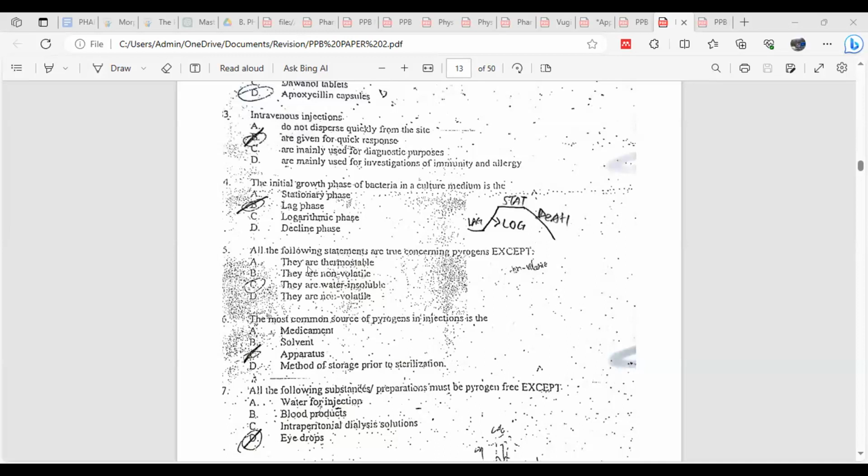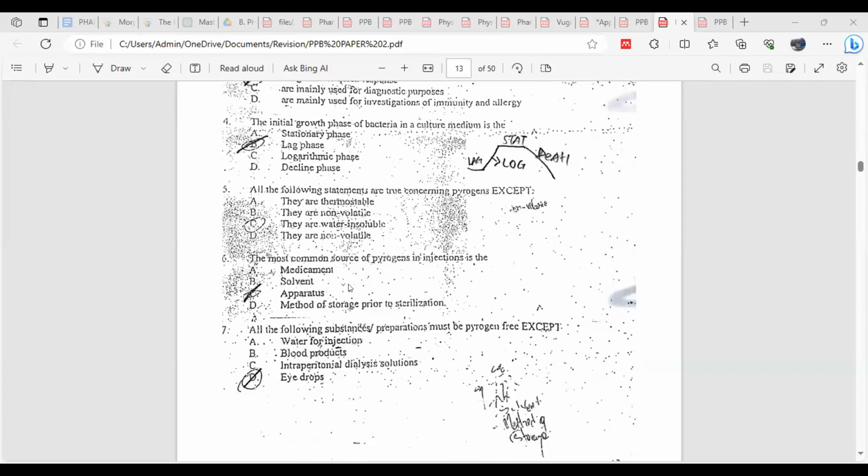All the following statements are true concerning pyrogens except: unstable and unvolatile. I repeat, unvolatile. They're water insoluble. The most common source of pyrogen in injections is the medicament, solvent, apparatus, method of storage prior to sterilization.